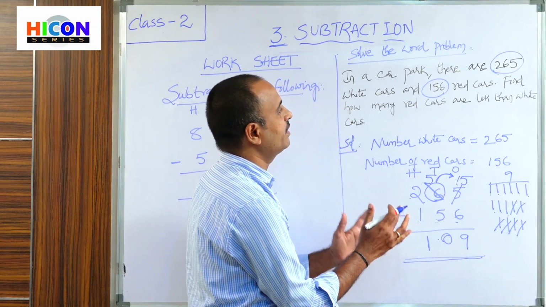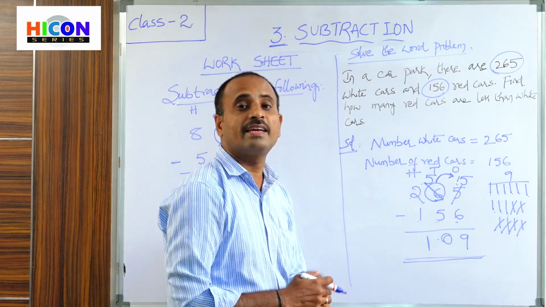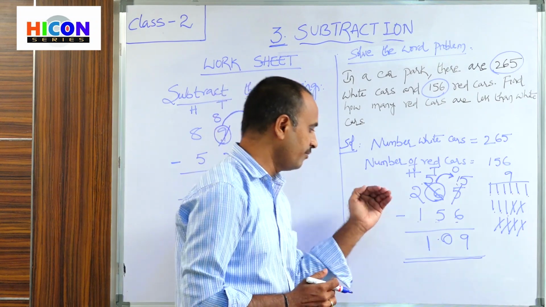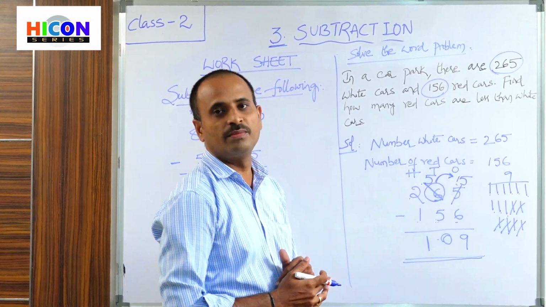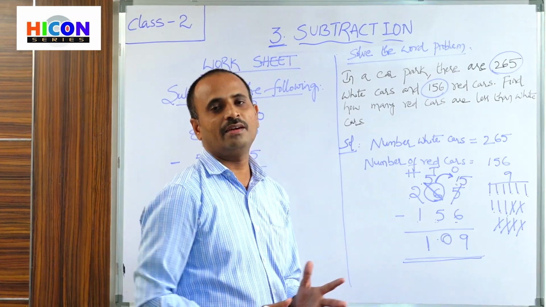That means the red cars are less than the white cars by 109. So in this way, we can solve the word problems. So children, this is the end of this chapter.